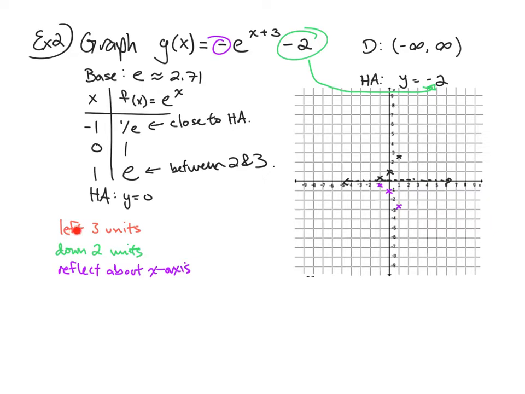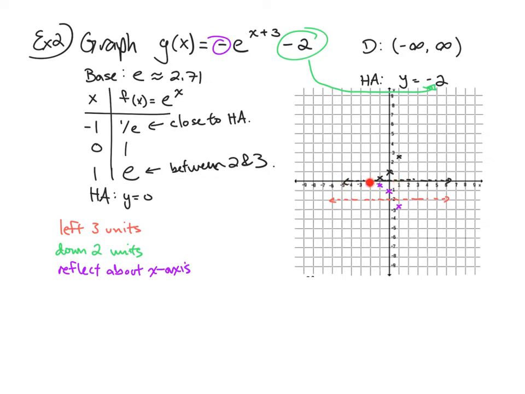Let's move everything left 3 and down 2. I'm going to do this in red, but before I move the points left 3 and down 2, what I really need to do is make sure that this horizontal asymptote also gets shifted left 3 and down 2.